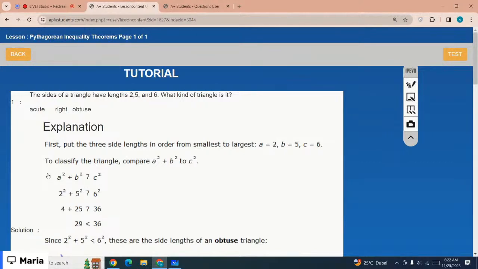And then check 2 square plus 5 square, and you have to see if it is greater than, less than or equal to c square, right? So you have 4 plus 25 is 29. 29 is less than 36, right? That means 2, 5, and 6 are side lengths of an obtuse triangle. If the sum of squares of two sides is less than c square, that is an obtuse triangle.